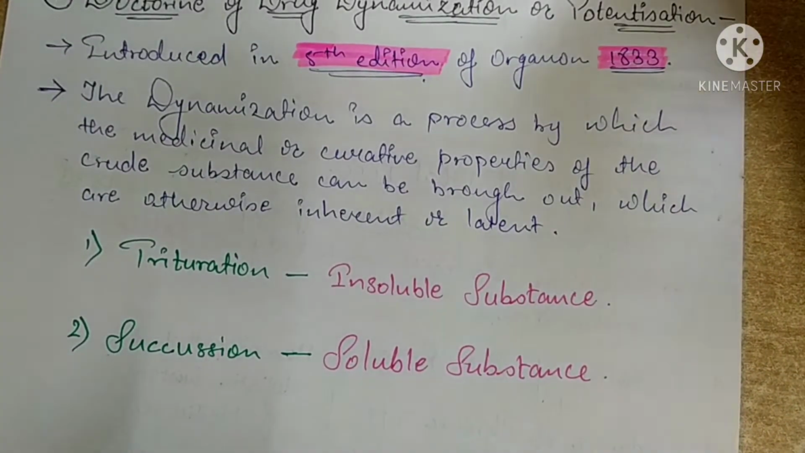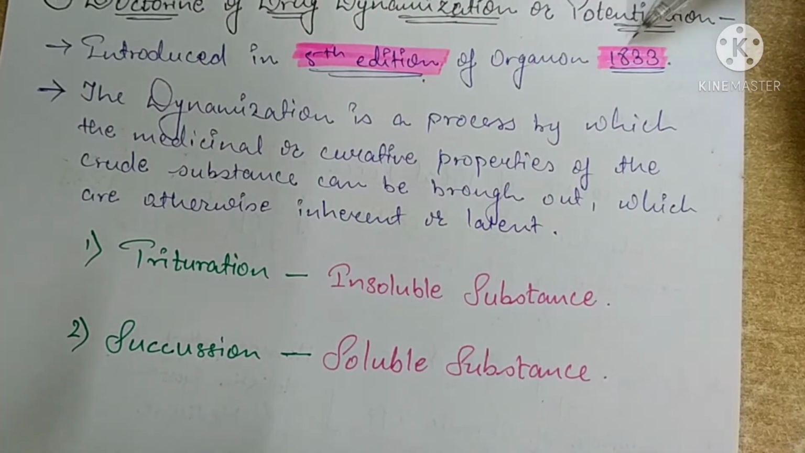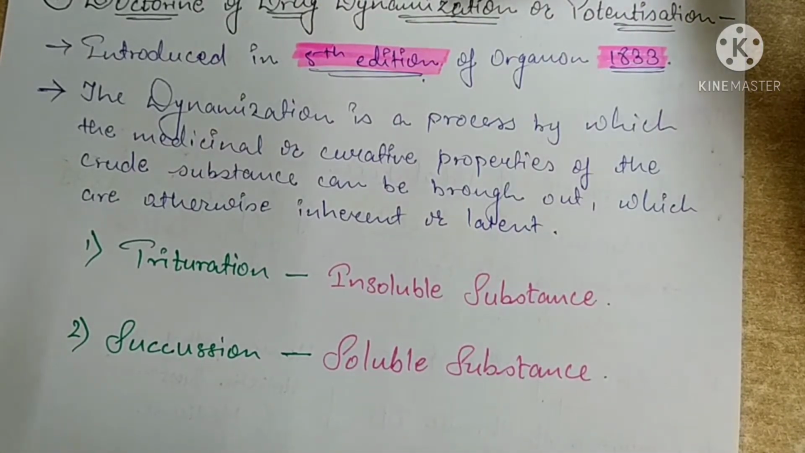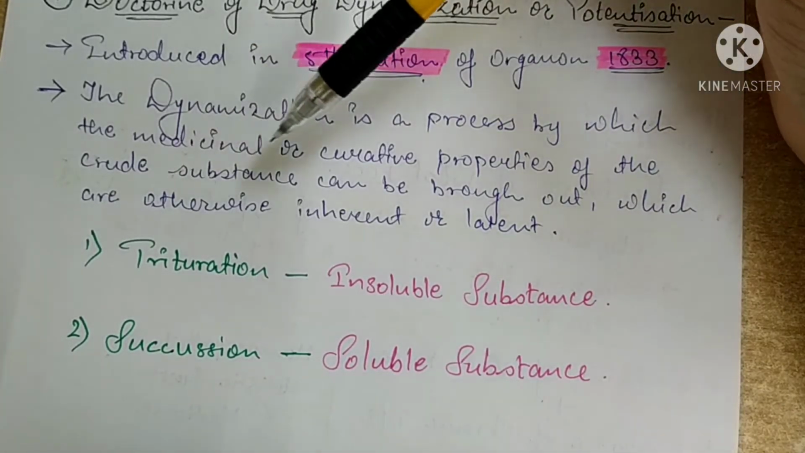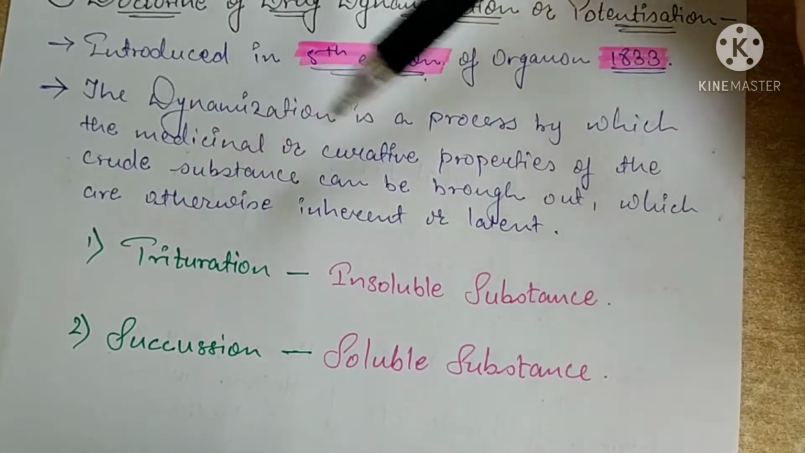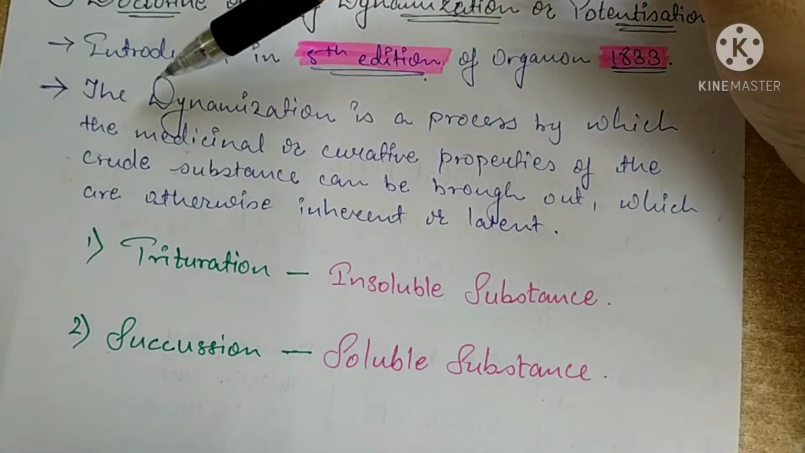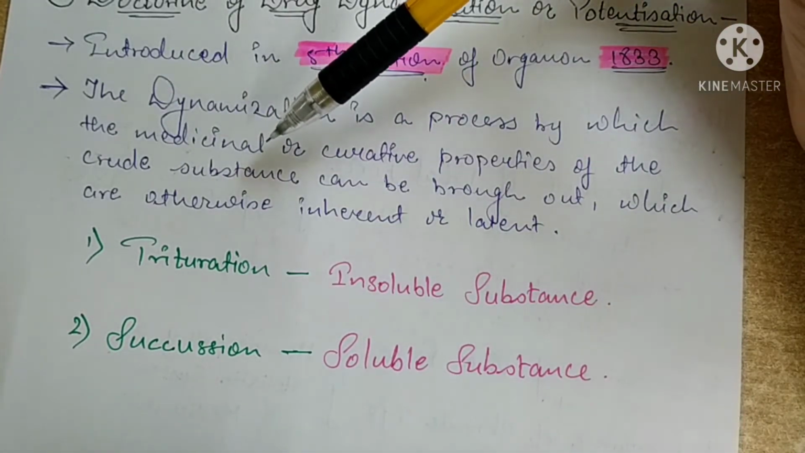So, let's see the 7th one, that is the doctrine of drug dynamization or potentization. This was introduced in the 5th edition of Organon in the year 1833. What does drug dynamization mean? It is a process by which the medicinal or curative property of the crude drug substance can be brought out, which is otherwise inherent or latent.